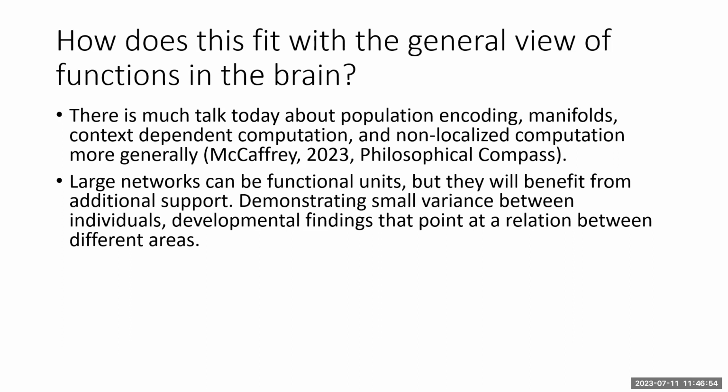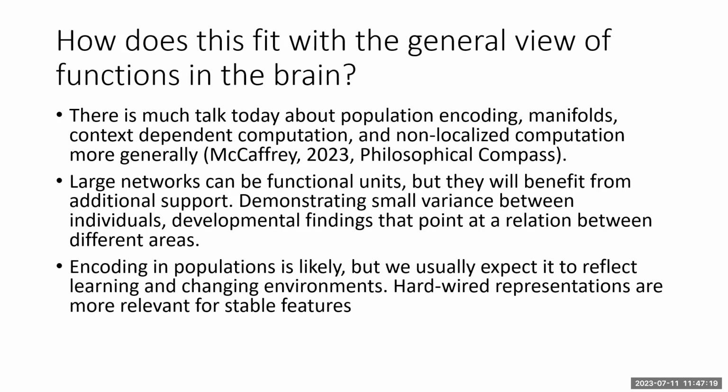We just need to accept that anatomy does have an evidential role, right? So we can have large networks as functional units, but they will benefit from additional support, like maybe demonstrating that there are consistencies among individuals, saying something about the development, and showing that they describe relevant anatomical structures.